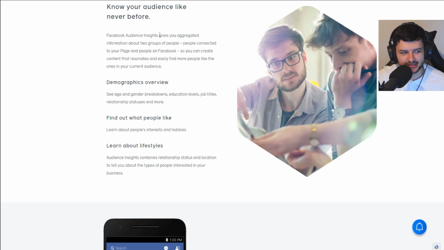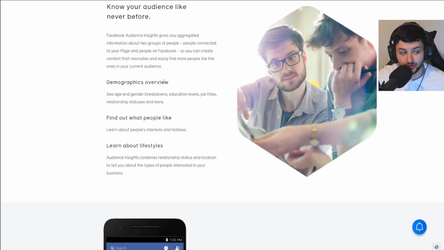So the Audience Insights give you aggregated information about two groups of people connected to your page: your specific Facebook page you've made, which you'll need to sell Facebook ads on, and people on Facebook as a general platform. So you can create content that resonates with them and easily find more people like them in your current audience. So you can find a lookalike audience, right? Just like what you do with ads.